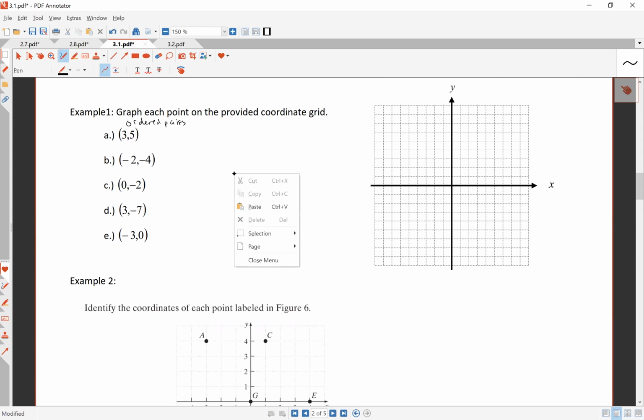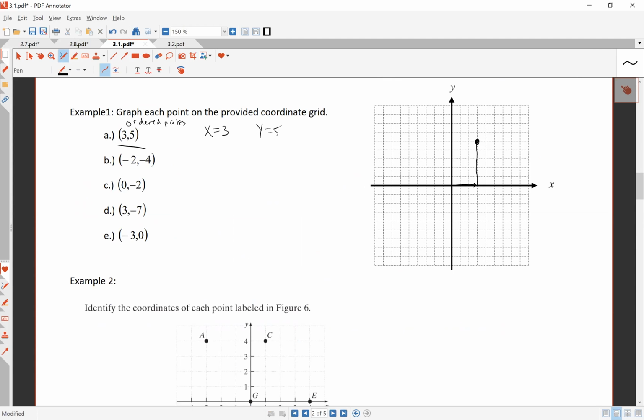This 3.5 says go first to where x equals 3 on the x-axis, over 3. The y equals 5 says to go up 1, 2, 3, 4, 5 to that point right there. So that is the point 3 comma 5. Have you done this before?